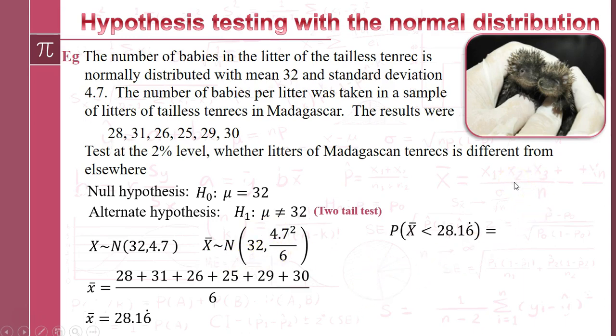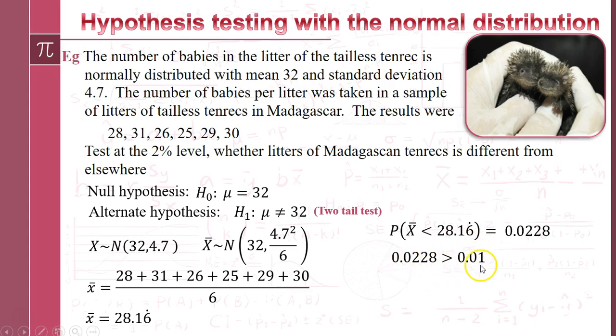So the probability that x bar is less than 28.16. I'm going to do this one just by simply calculating the probability that I get a sample mean of less than 28.16. So put that into the calculator, and it turns out to be 0.0228. I've now got to compare that to my significance level, and because we're using a significance level of 2%, and therefore it's a two-tailed test, I'm comparing it to 0.01.